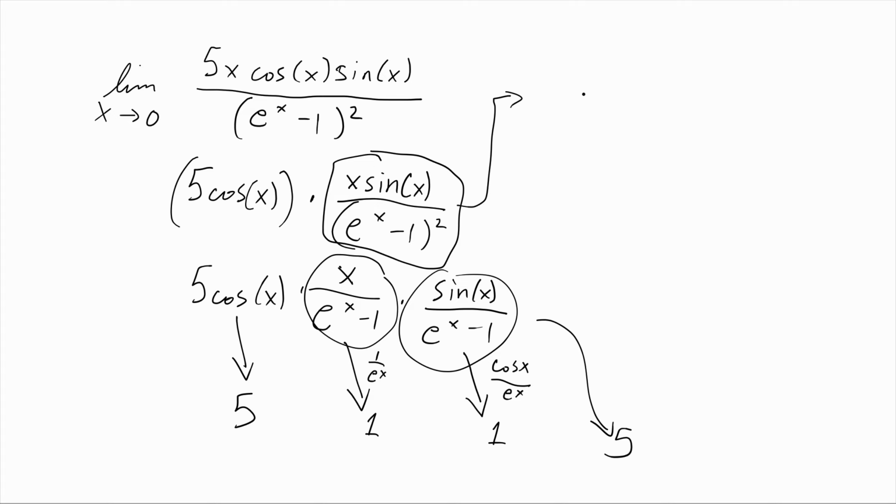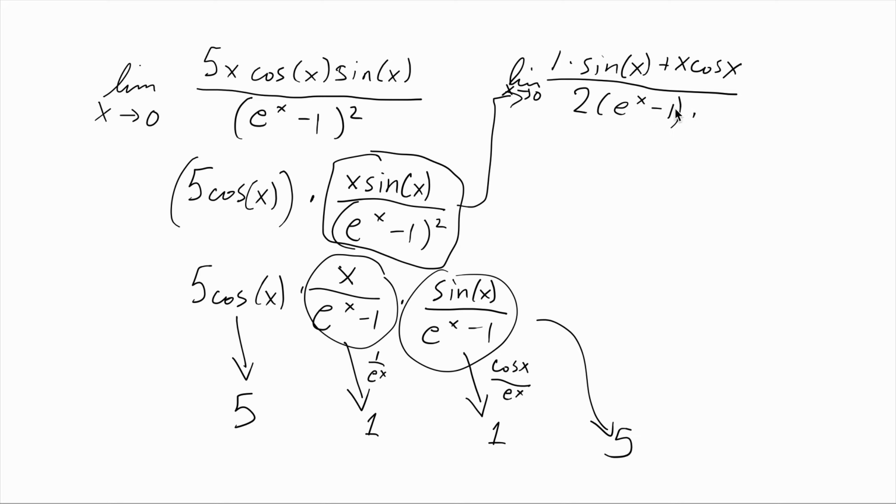Derivative of the top using the product rule is 1 times sine of x plus x times the cosine of x, all over, and we're going to be taking the limit of this part as x approaches 0. You can use the chain rule here, with the power rule: 2 times e to the x minus 1, because something squared, 2 comes down.